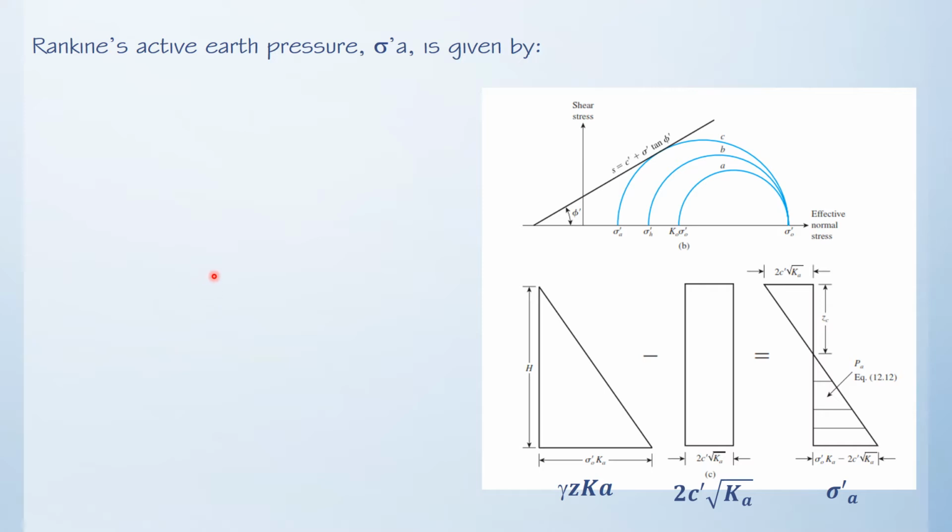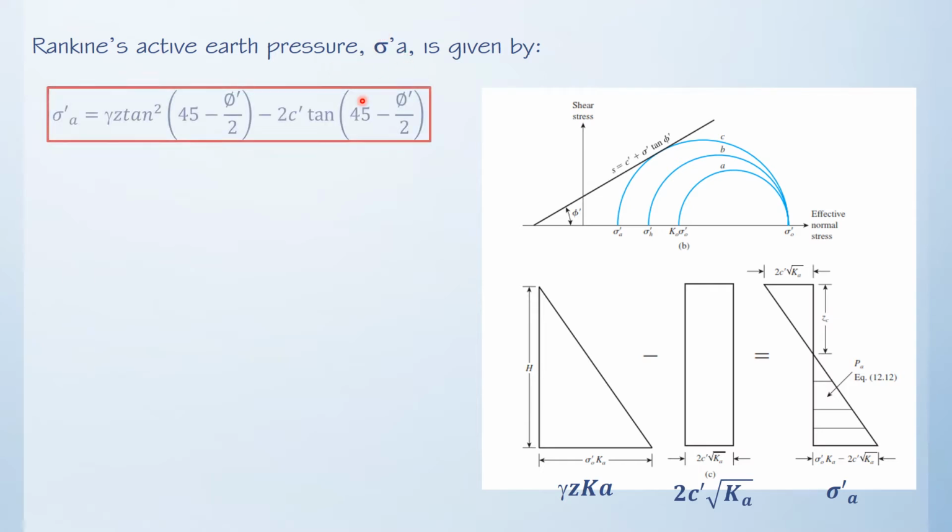So let us now go to another working equation for Rankine's active earth pressure, and that is sigma prime A. The Rankine's active earth pressure is equal to the unit weight of the soil multiplied by the depth multiplied by tangent squared of 45 minus phi divided by 2, minus 2c prime, where c prime is the cohesion, multiplied by tangent of 45 minus phi prime divided by 2. So from our previous coefficient, we have said that the coefficient of active pressure is tangent squared of 45 minus phi prime divided by 2.